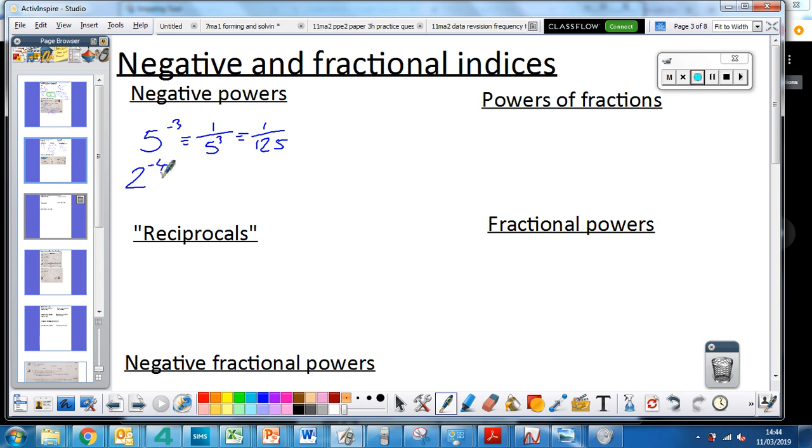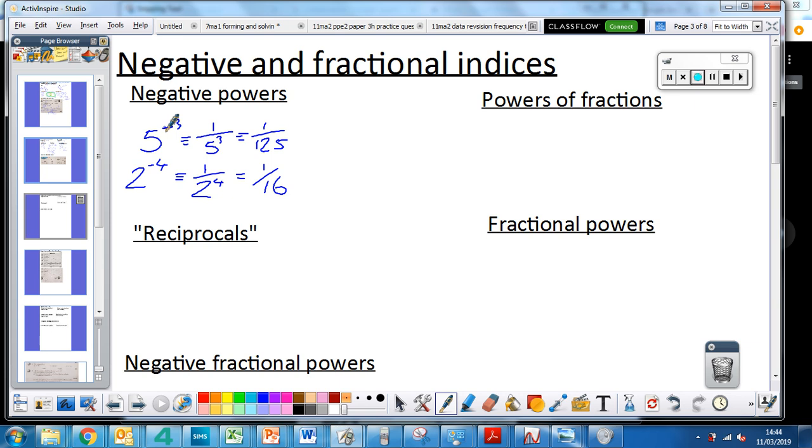You might have something like 2 to the power minus 4. Remember, that means to flip it. So this becomes 1 over 2 to the power 4. 2 to the power 4, 2 times 2 times 2 times 2, it's 16. 1 over 16. So our first thing here is that when we see the negative, that means to flip things.